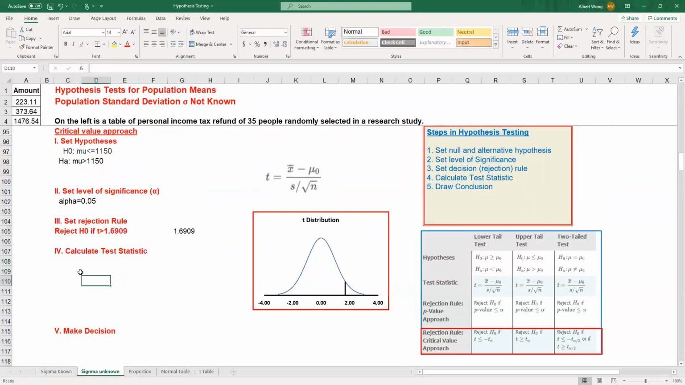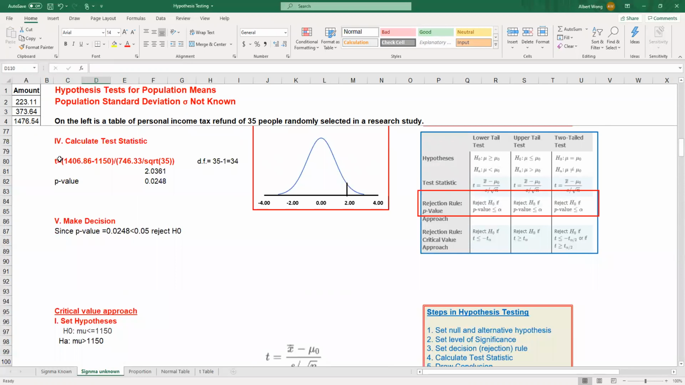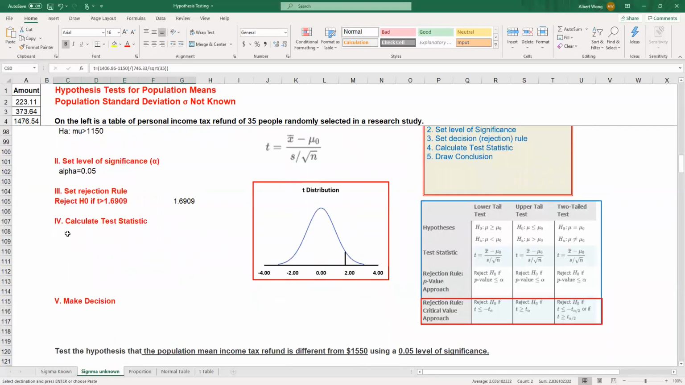And the calculation of the test statistic would be exactly the same. So we've done that before. So let's just copy these down here. And so 2.03 is right around here.